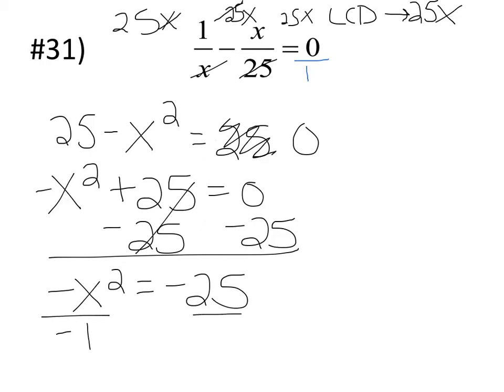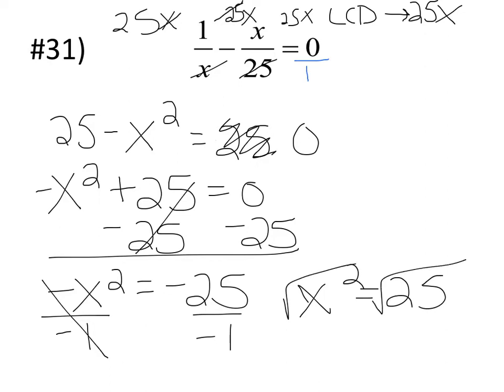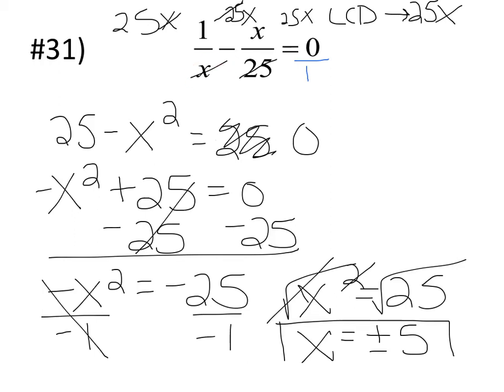Divide both sides by negative 1. You get x squared is equal to 25. Square root both sides. Now remember the rule. If you write your own square root, it has to be plus or minus. So your solutions are positive and negative 5. Now if I plug those in up here, it will never give me 0. So I've checked it, and I'm good to move on.